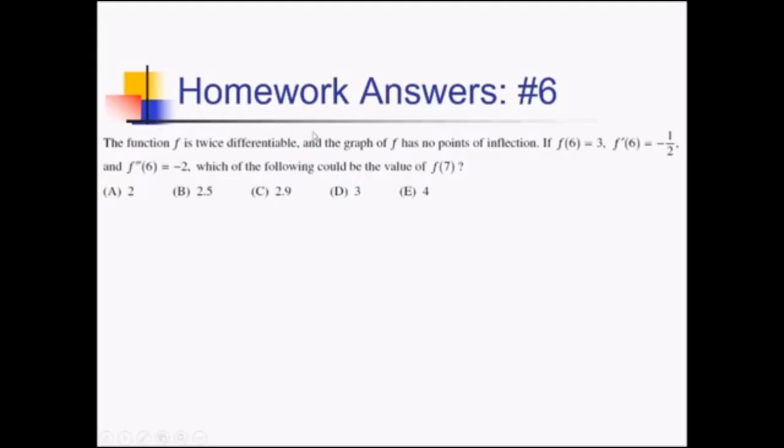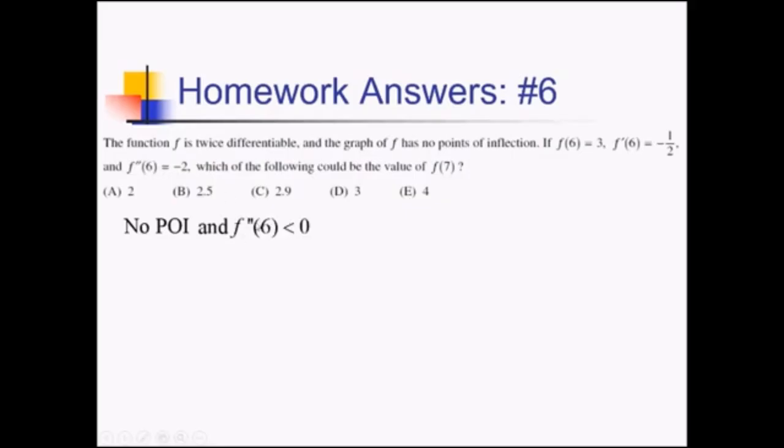For this problem, we have a function that's twice differentiable, and they're saying that the graph of f has no points of inflection. And they're giving us values of f, f prime, and f double prime at 6. Based off of these, they want to know what could be the value of f of 7. So we don't know for sure, but this is just going to be talking about how fast the function is changing and which of these could be a value for f of 7 based off of that. So one key piece here is there's no points of inflection, and also that our second derivative is already negative.